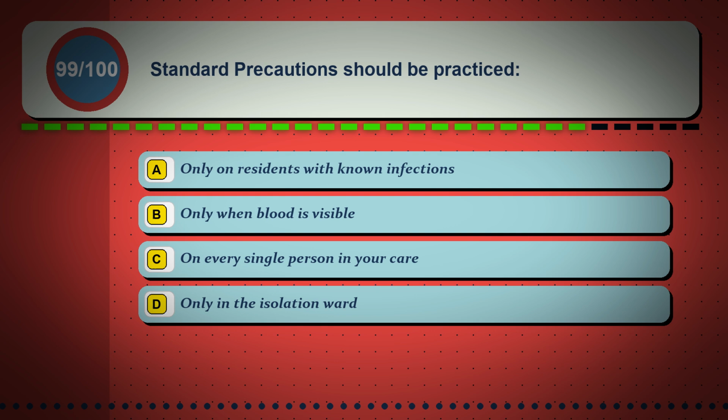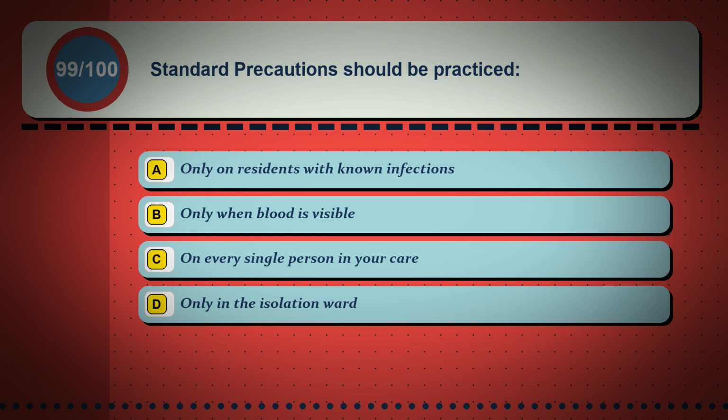Question 99. Standard precautions should be practiced. Option A, only on residents with known infections. Option B, only when blood is visible. Option C, on every single person in your care. Option D, only in the isolation ward.